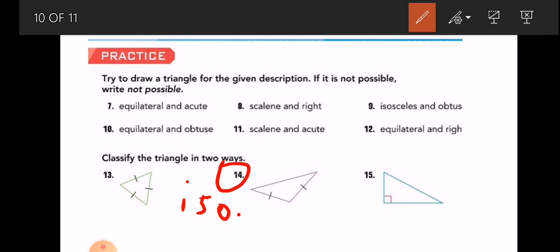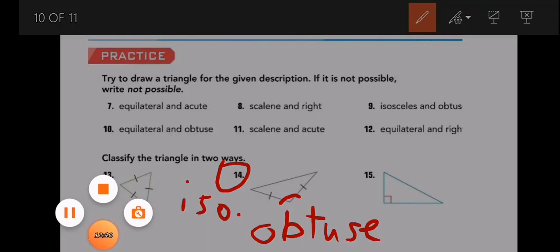You can complete the word, okay? Isosceles. Then, according to the angles, can you see this angle here? This is what? It's a big one, it's greater than 90, yes? So it's an obtuse angle. So obtuse triangle. So here we classified it in two ways. By using the sides, it's isosceles. By using the angle, it's obtuse.